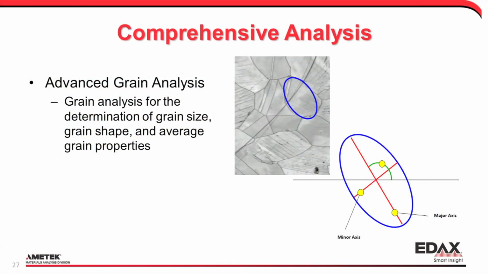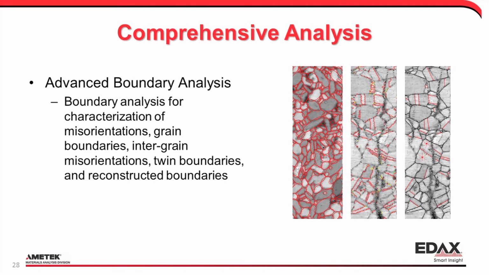That's important because there's lots of types of analysis. I've walked through the basics, but there's advanced analysis of grain size, shape, and properties. There's advanced boundary analysis, so this is looking at grain boundaries, twin boundaries, intergrain misorientations and reconstructed boundaries, plane traces.